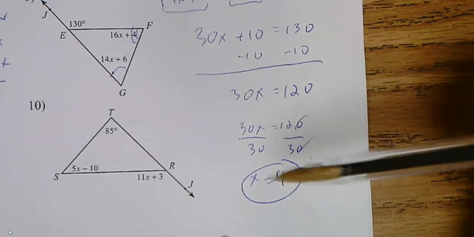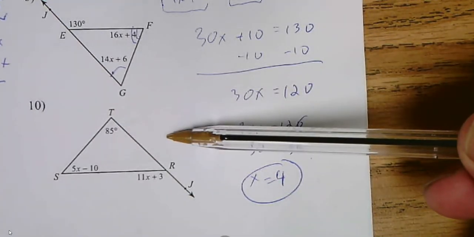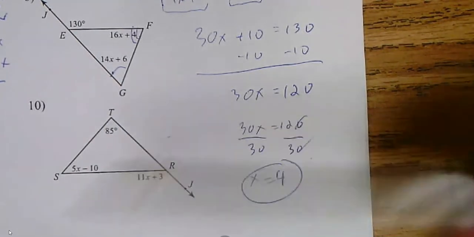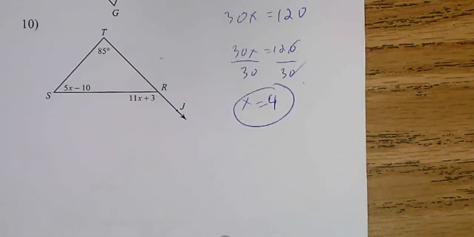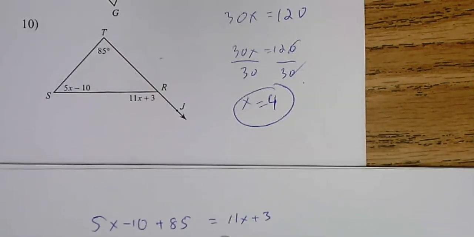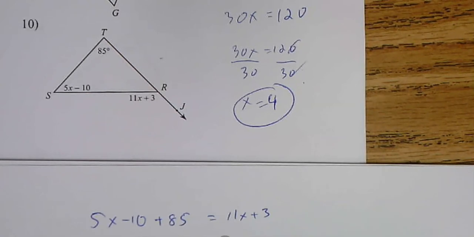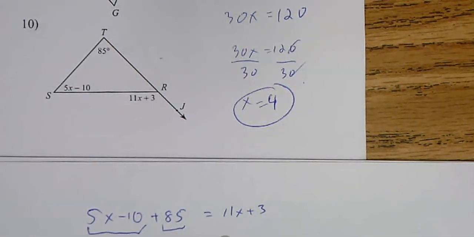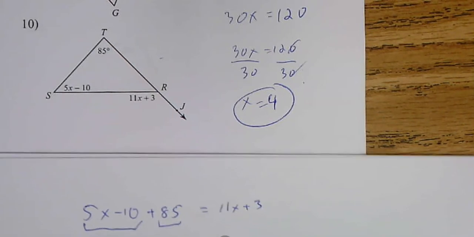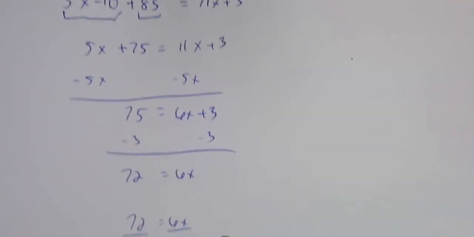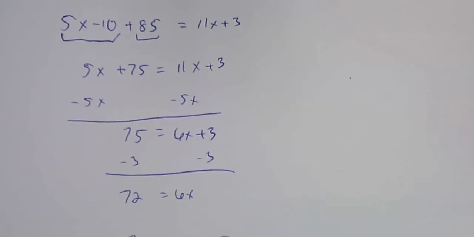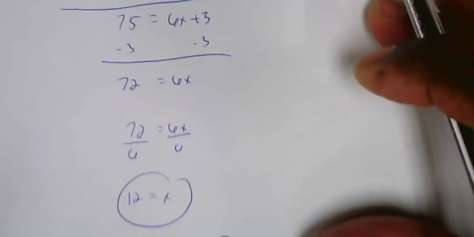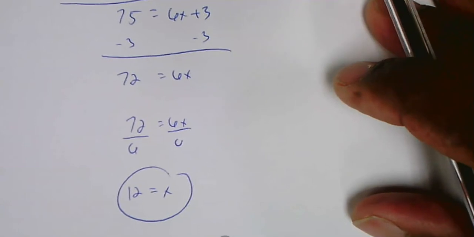Alright, so right now, pause the video and try this problem, number 10. Pause this video and try this without me, and then I'll show you my steps to see if you got the same answer. So give it a shot. Alright, so if you gave it a shot, this is my first equation. I would have written 5x subtract 10, the first angle, plus 5x plus 75, the second angle, adds to be 11x plus 3. Do the math for it. You should eventually get 5x plus 75 equals 11x plus 3. And continue, and you should get x to be 12. So for that problem, x should have been 12.